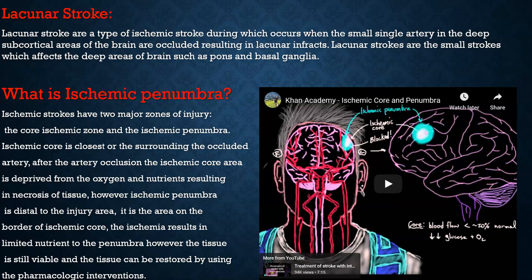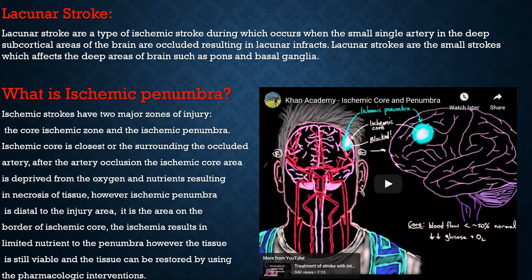So what happens with high blood pressure? They cannot tolerate it, so they try to thicken. The body actually modifies the arteries and thickens the walls of the artery, which results in occlusion. They get so thickened that the blood cannot even pass through the artery. That causes a lacunar stroke. Now, what is ischemic penumbra?